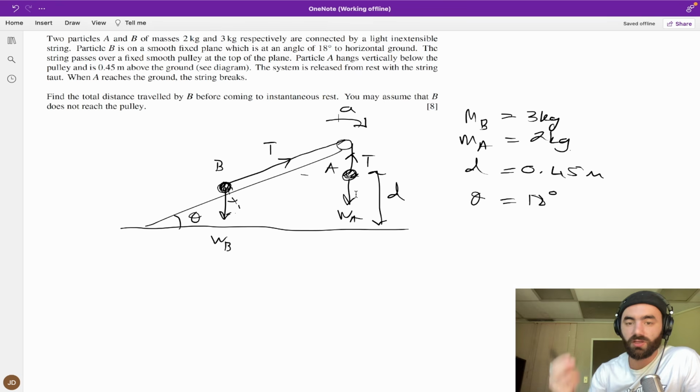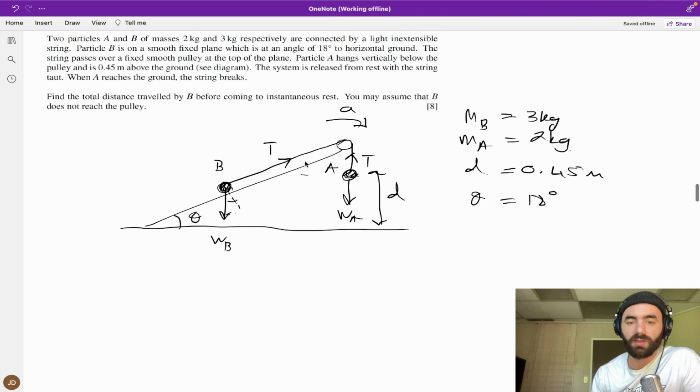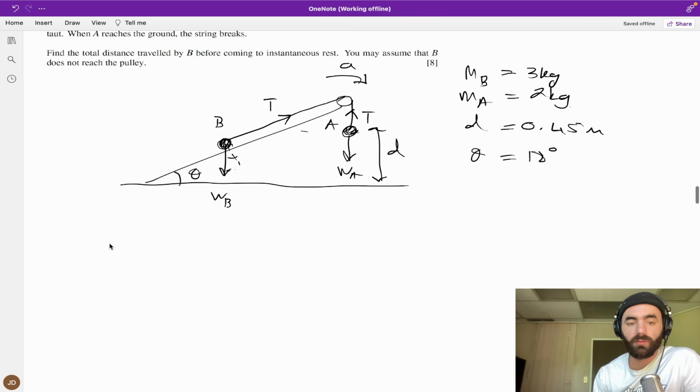So in the first stage, B is affected by the string and the weight of A. When A drops to the ground, the string goes slack and B is in free motion, so it's no longer affected by the string. So we need to treat them in two different stages, because there are different things acting on B in both of those stages. But we need to find the acceleration of the system to start with. How do we do that?